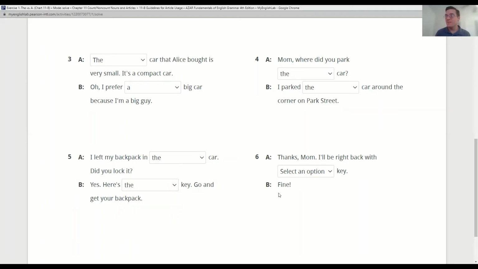Here's the key. Okay. And number 6, thanks, Mom. I'll be right back with the key. Again, the key, I'm talking about the car key, right? We could say the car keys, the house keys, the office keys, but the specific key for whatever specific lock that I'm working on.